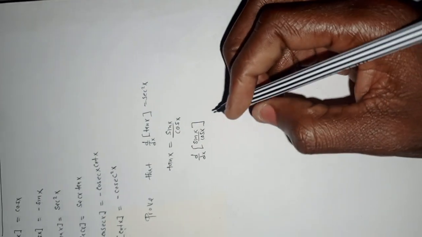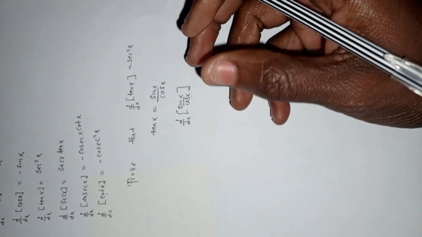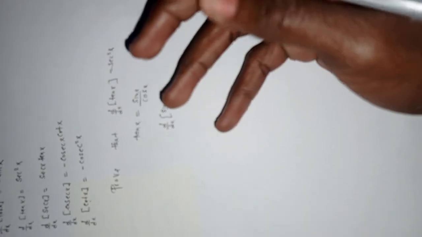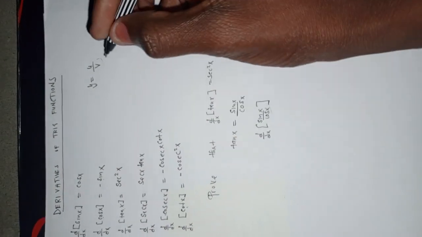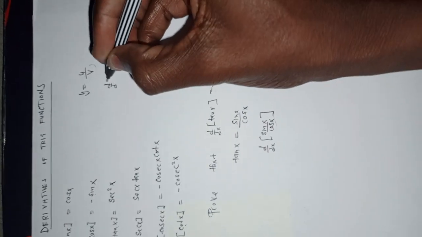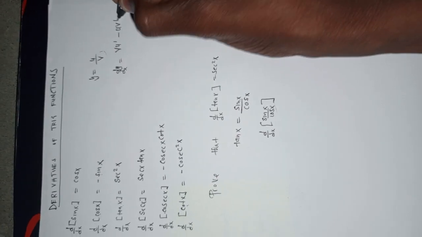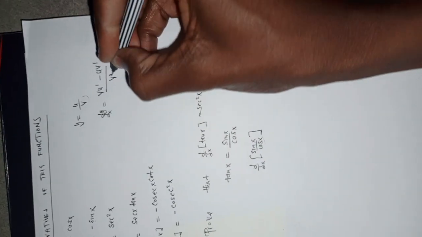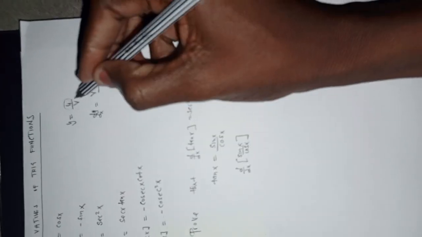From this we can see that this is a fraction, so we'll use the quotient rule. The quotient rule is simply when you're given, for example, y equals u over v, where u is the numerator and v is the denominator. We say dy/dx is equal to (v u' minus u v') over v squared, where u' is the derivative of u and v' is the derivative of v.